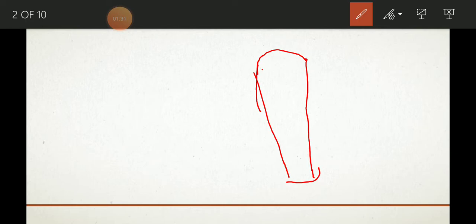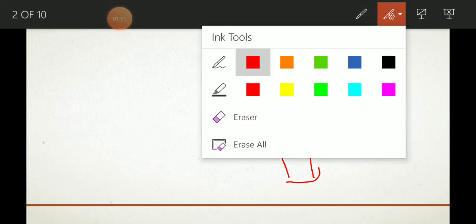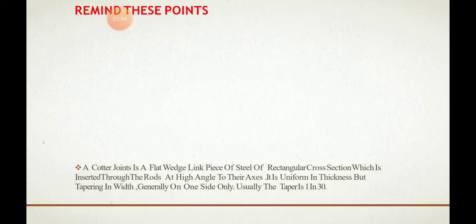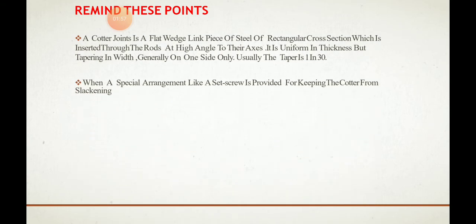There are some standard shapes, and the usual taper of the quarter varies from 1 in 48 to 1 in 24. This is what the usual dimensions of the quarter joint are. So let us start with designing the quarter joint. These are some of the points which I told you, you can go through them.